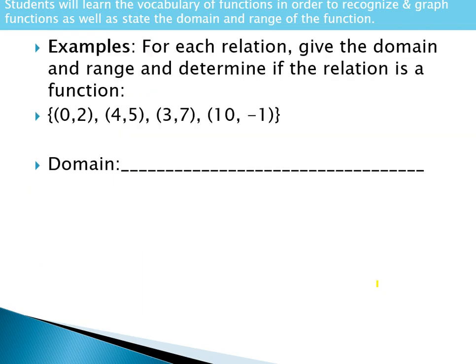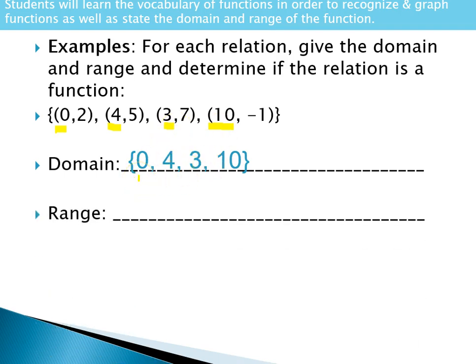So for each of these relations, we want to give the domain and the range, and then answer, is it a function? So our domain, remember we said our domain was the x coordinates. We have 0, 4, 3, and 10. You do not have to list them in order. When you list the domain, you're going to put it in a set, just like we have here. So we have 0, 4, 3, and 10.